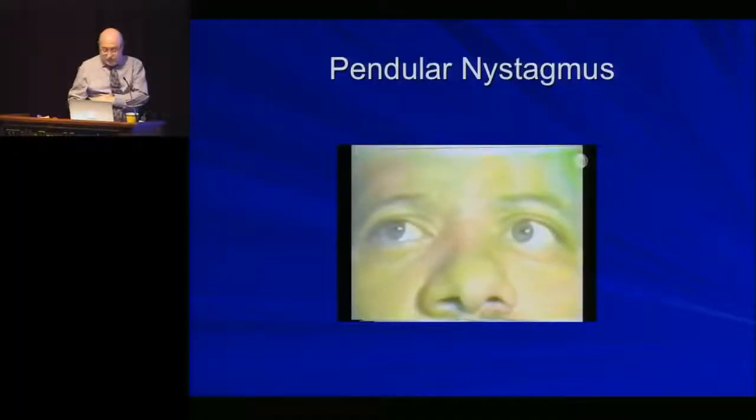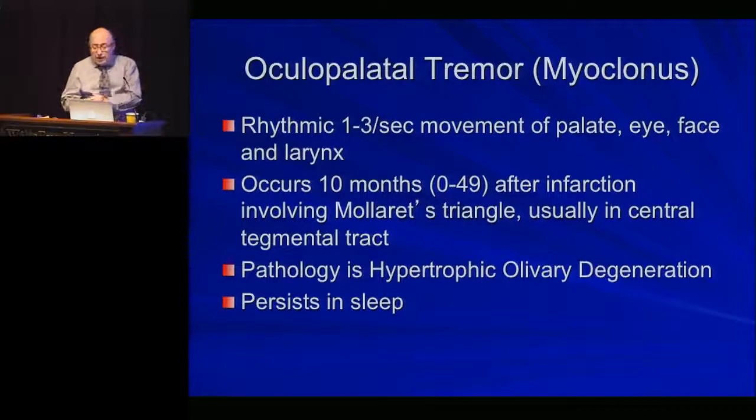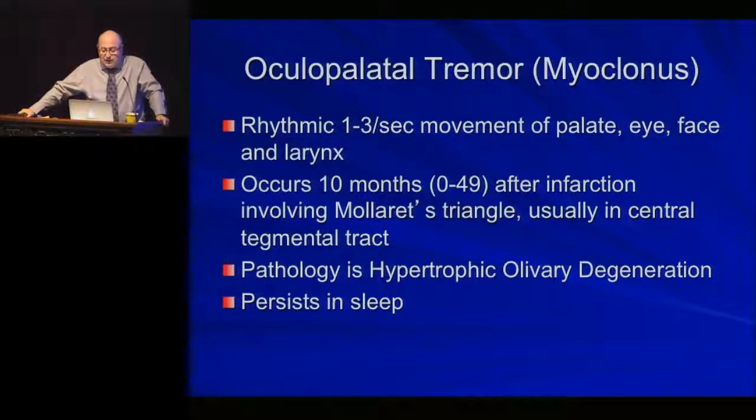This is oculopalatal myoclonus or oculopalatal tremor, right? This is a rhythmic 1 to 3 per second movement of the palate, the eyes, the face, and the larynx, which typically occurs from 0 to 49 months after an infarct involving what's called the Mollaret triangle, usually the central tegmental tract.